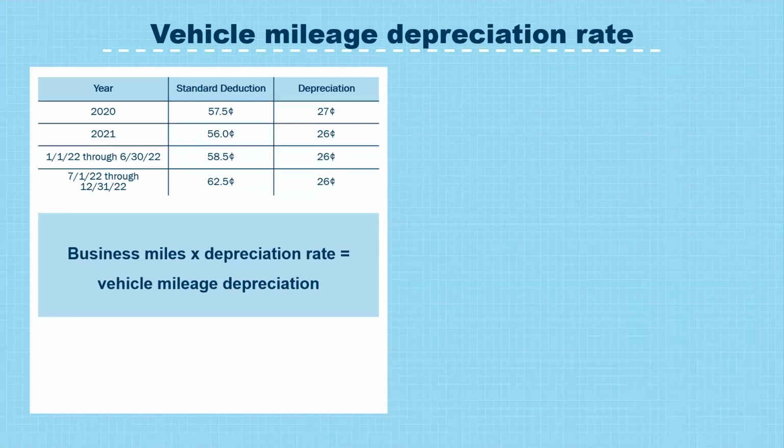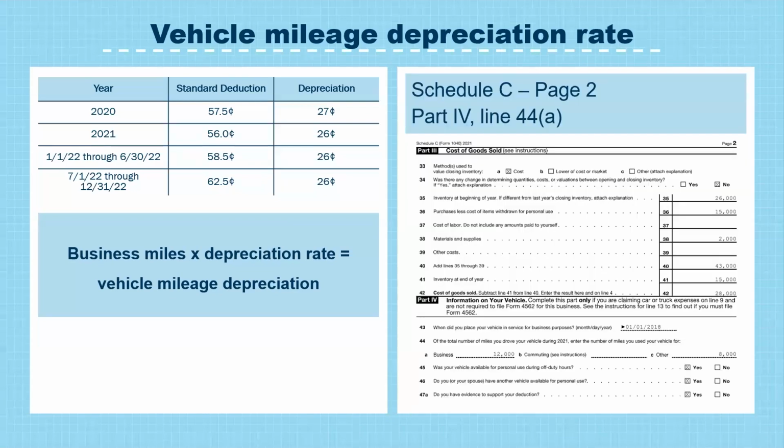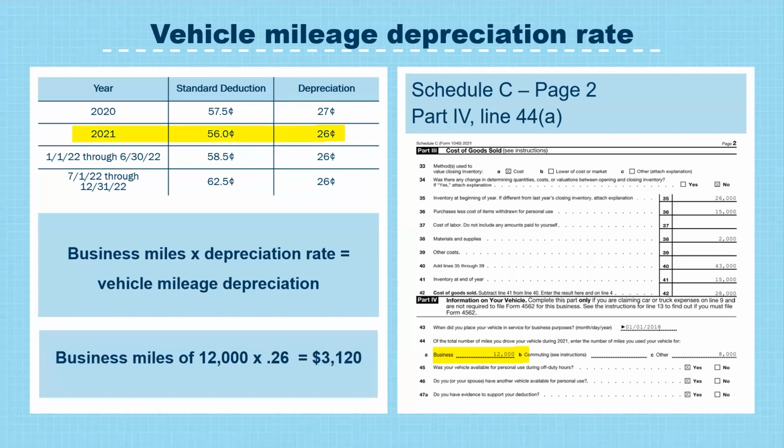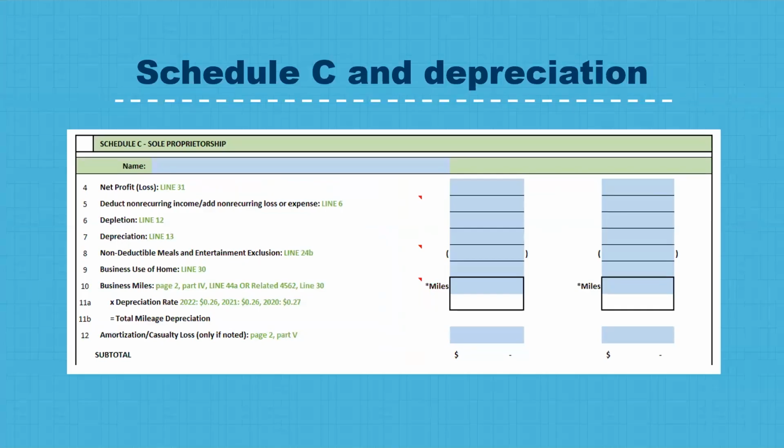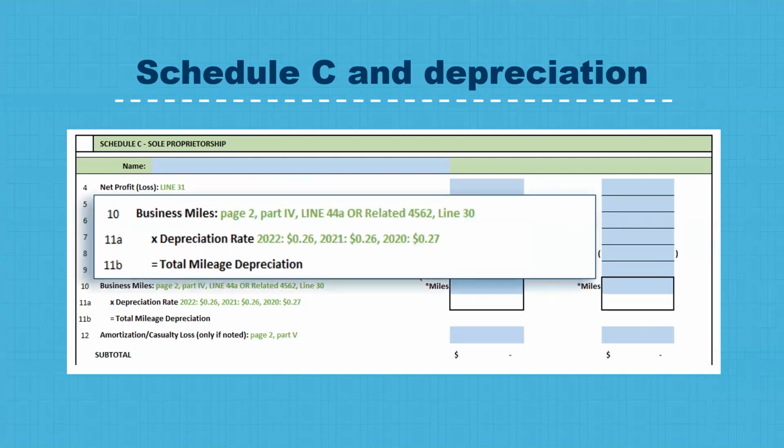For example, looking at Schedule C, page 2, line 44A, we see that there are 12,000 business miles. For tax year 2021, the depreciation rate is 0.26. Business miles of 12,000 can be multiplied by 0.26 to determine vehicle mileage depreciation of 3,120. To streamline this process, our MGIC SAM worksheet has the rates for each year built into the worksheet.